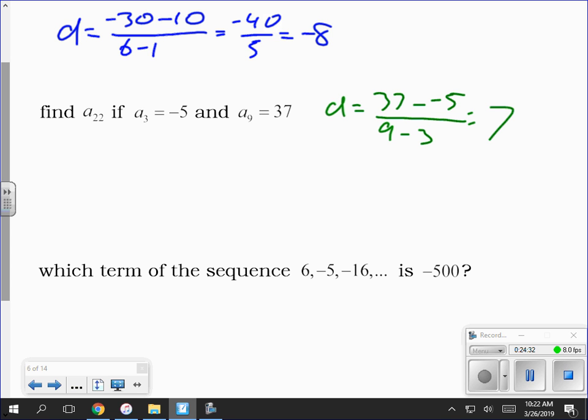But if I'm trying to find the 122nd term, going from 9 to 122, let's say I want to go from 9 to 225. You don't want to add it over and over again. You want to use this.